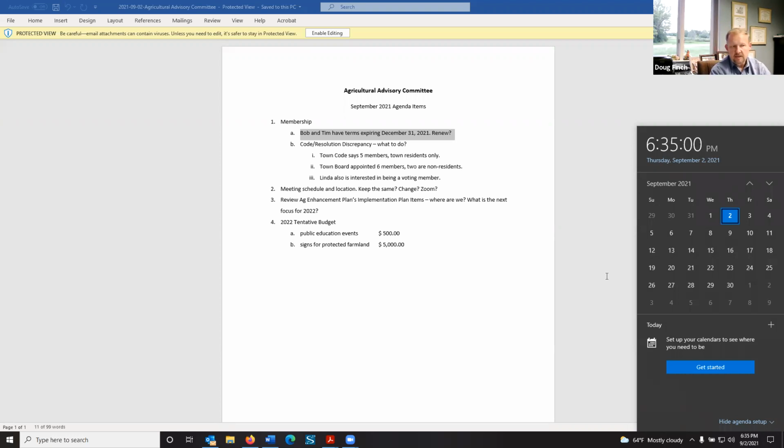The ECB also meets the first Thursday of the month. Sometimes there's some overlap with that. So that would actually get away from that if we were to move in that direction. The other Wednesday nights are genuinely open unless we're having some sort of special meeting, like we have one coming up on September 22nd.